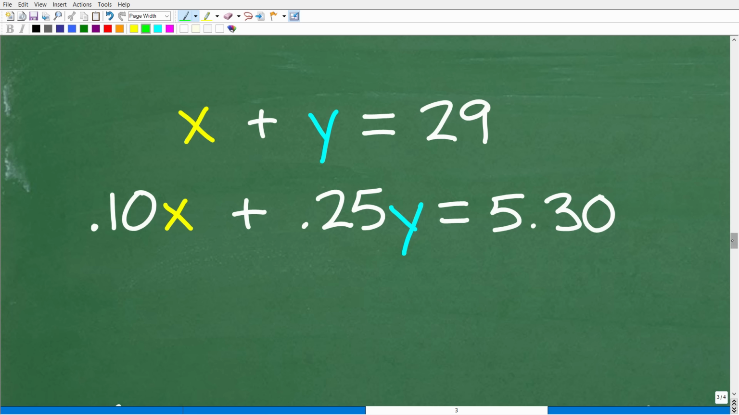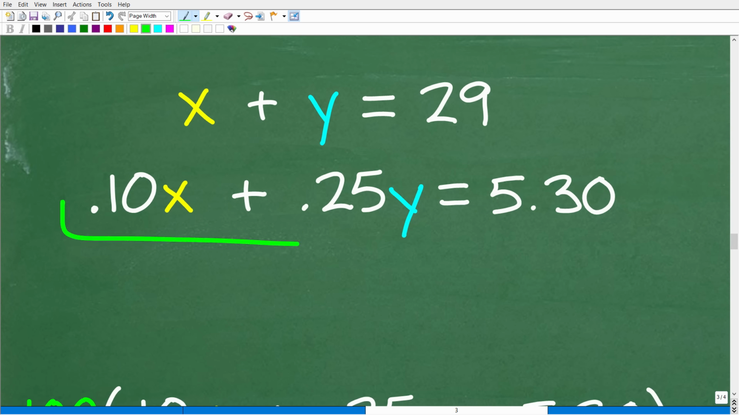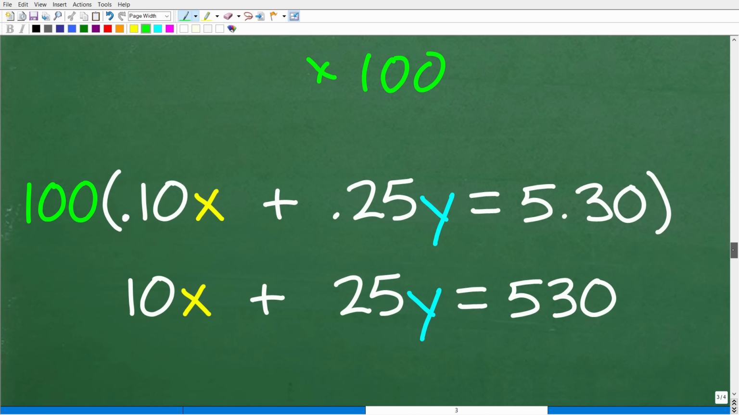All right, so the first thing that I am going to do is get rid of these decimals, right? I'm just not a big fan of having to work with decimals. So how can we get rid of these decimals? Well, notice if I move the decimal point 2 places to the right, I will clear the decimals. I don't want to be working with 0.10, 0.25. So how can I move the decimal 2 places to the right? Easy, just multiply everything by 100, right?